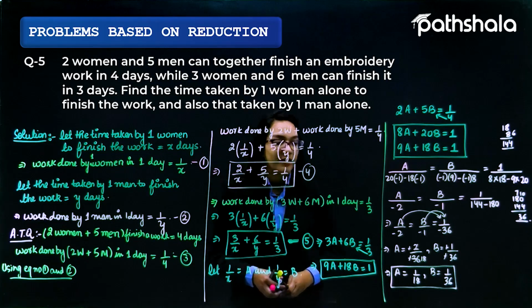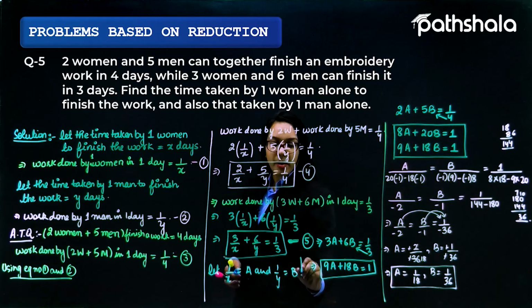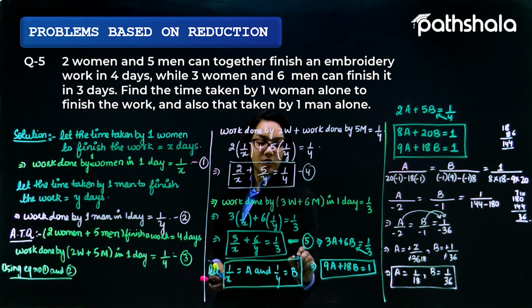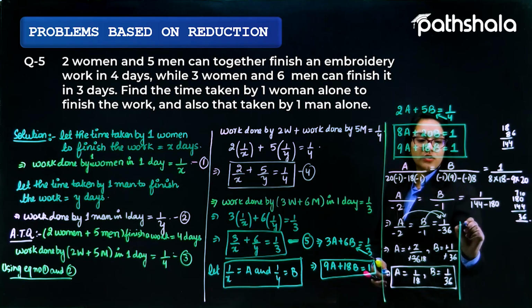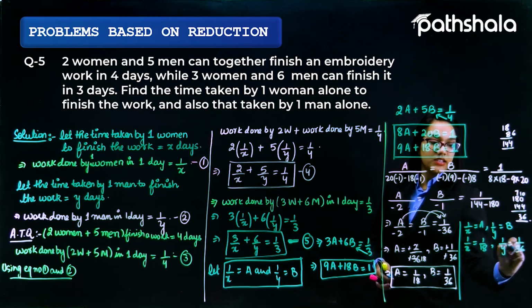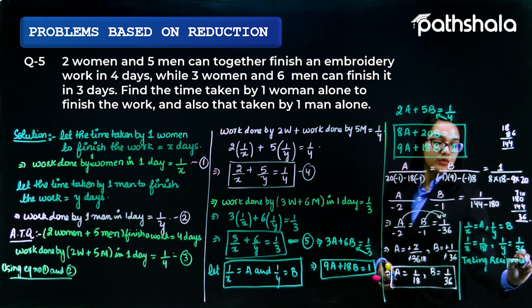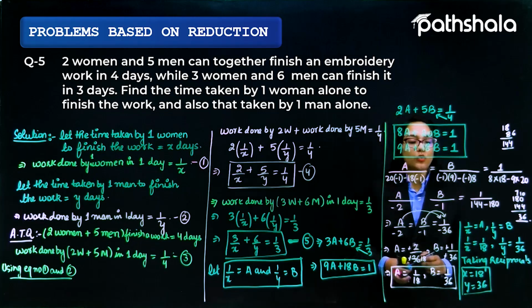So it means at the end we have to substitute these values in 1 by X is equal to A and 1 by Y is equal to B. So let's just substitute these values over there. So 1 by X was capital A, 1 by Y was actually capital B. So 1 by X is equal to 1 by 18 and 1 by Y is equal to 1 by 36. So taking the reciprocals, we have the values as X is equal to 18 and Y is equal to 36.